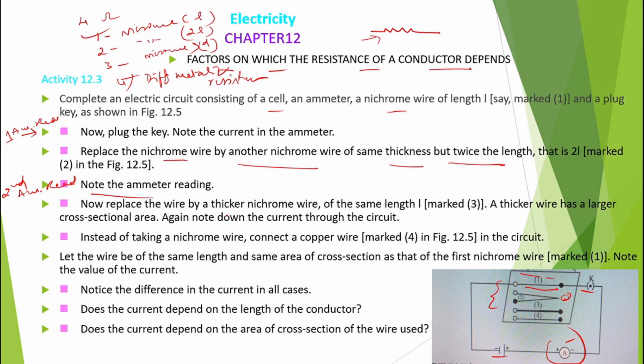Now replace the wire by a thicker nichrome wire. Now this also you remove. Put number 3 in place of 2, same length. Number 1 we have taken that. So a thicker wire has a larger cross-sectional area, that means diameter is more. Again note down the current in the ammeter. This is the third reading.